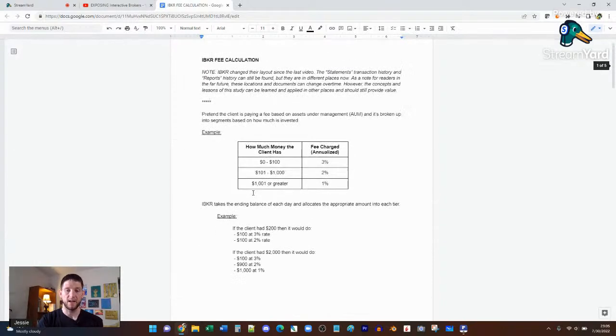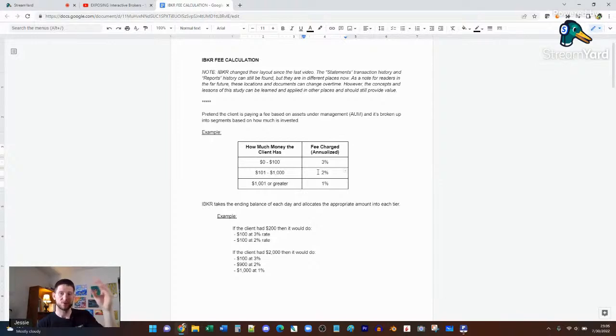So let's imagine a client had $200 in our firm. Well, like we said earlier, the first $100 is going to be charged at 3% annualized, but we need to divide that by 252 to find a daily equivalent. And then the remaining $100 is going to be charged at 2% divided by 252. Now, that's going to be how much fee is accrued every day.